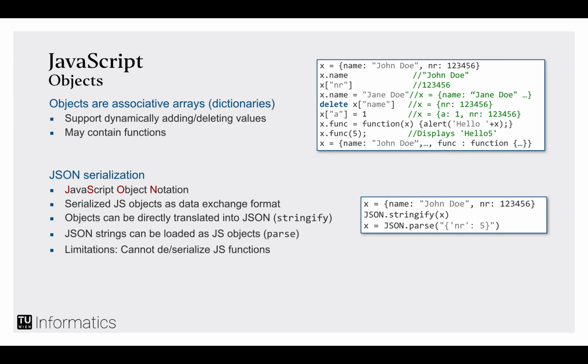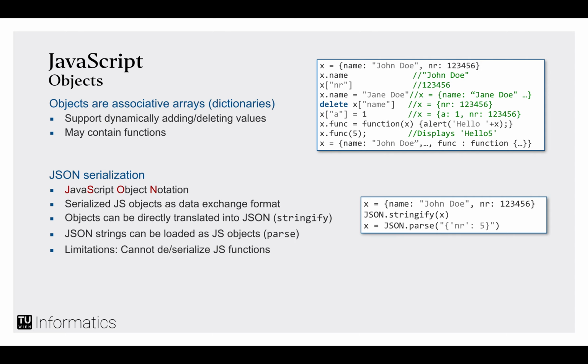Now, objects are, I would say, the most interesting data structure you might have in JavaScript. If you have used Python before, you know this structure as dictionaries. If you've used other languages before, you might have heard about them as associative arrays. What objects are able to do is they allow you to provide key value pairs of variables in the structure, and it supports dynamically adding and deleting values. And the other complex thing that happens here is it supports having functions.